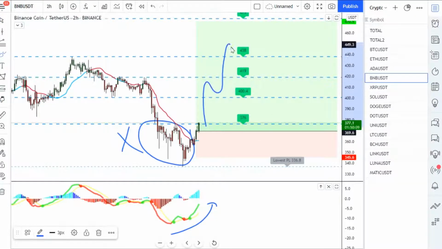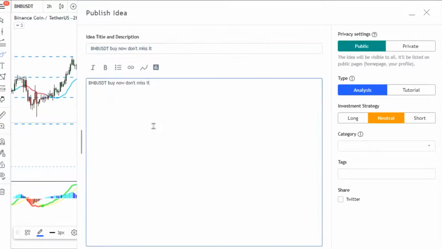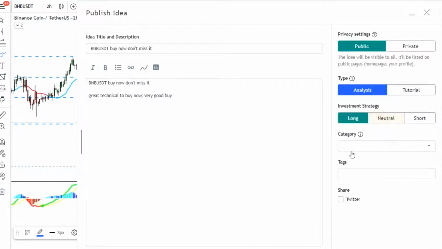And I think it's going to be fast. We can also publish this. BNB is great. So that's a great technical to buy now. Very good buy. So this is long, and let's just go like this. This is BNB USDT.